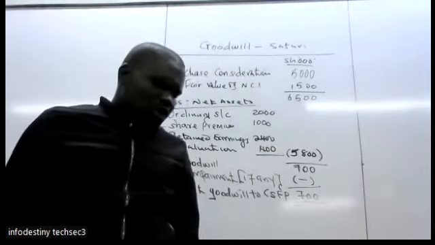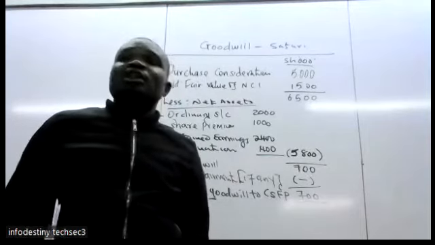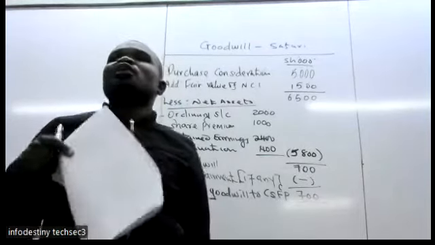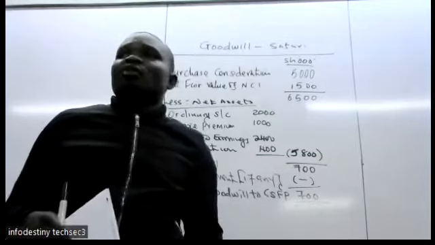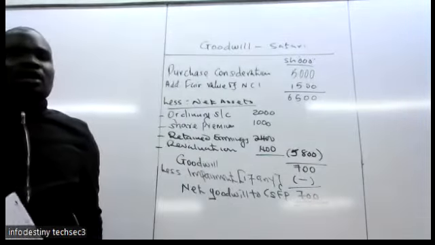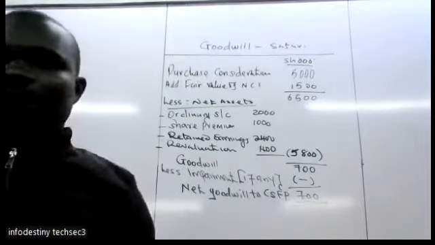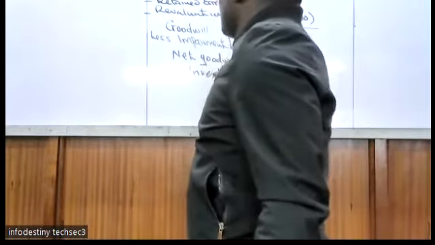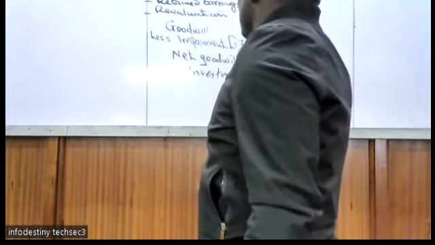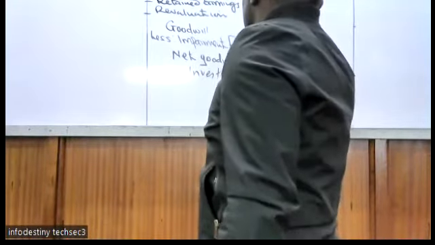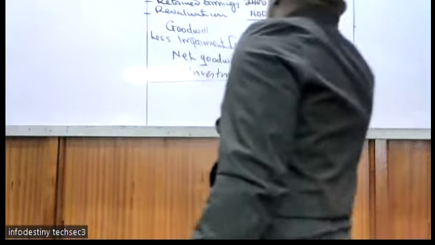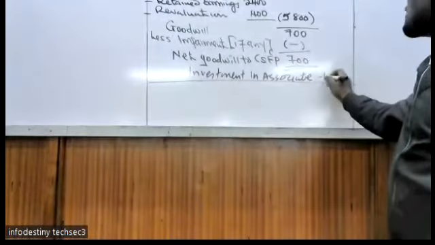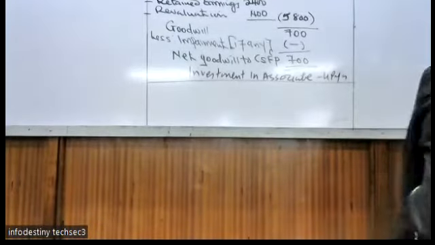Then for associates and joint ventures, you don't calculate their goodwill. You check your investment. It's like a small company where you have investment. So you check what you have invested in that company. So say there, investment in associates. UPIA is the one which is associate here.